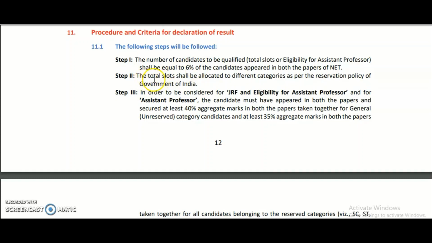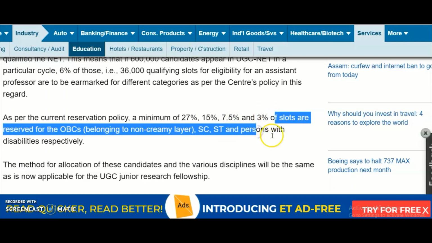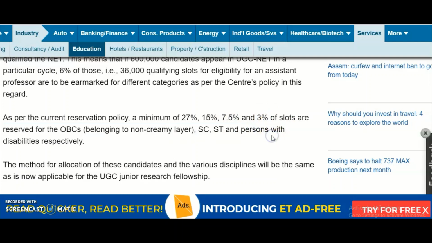And coming to step 2, the total slots shall be allocated to different categories as per the reservation policy of Government of India. The total slots are decided by the reservation policy of Government of India. So here you can see that as per the current reservation policy, a minimum of 27% for the OBC non-creamy layer, 15% for the SC category, 7.5% for the ST category, and 3% of slots are for the PWD category. These are the reservation slots as per the Government of India.